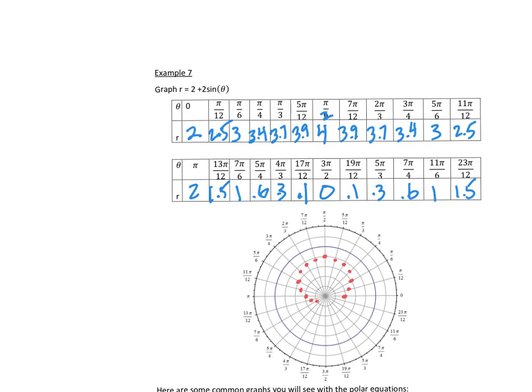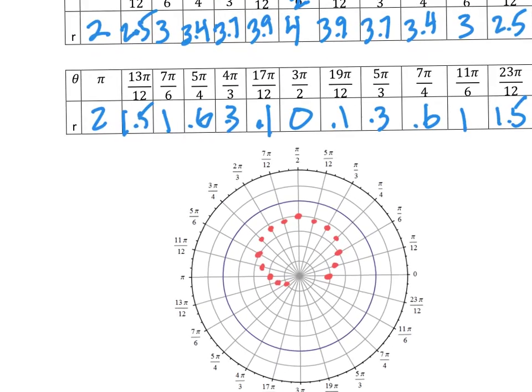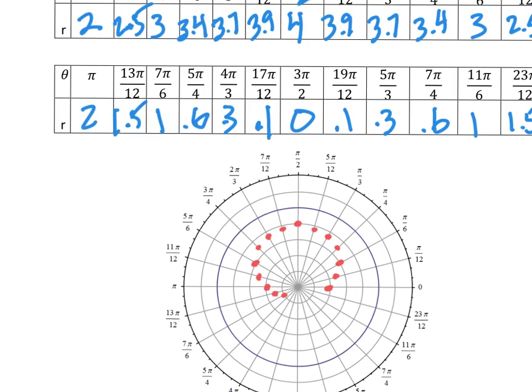Let me see if I can make this bigger. There we go. Okay. So at 5 pi fourths, we're at 0.6 rings. At 4 pi thirds, we're at 0.3. At 17 pi 12ths, we're at 0.1.